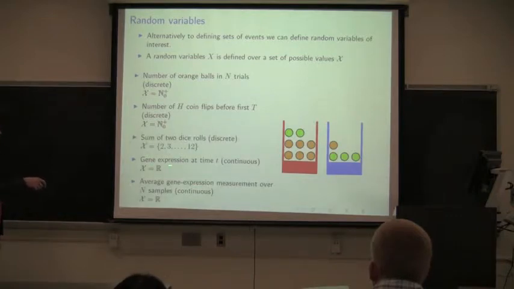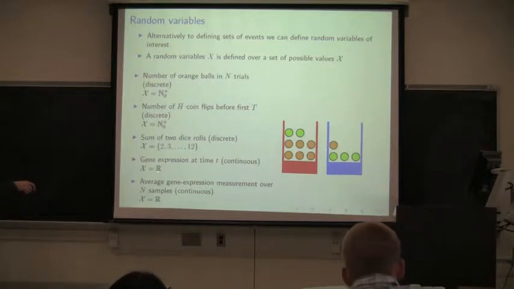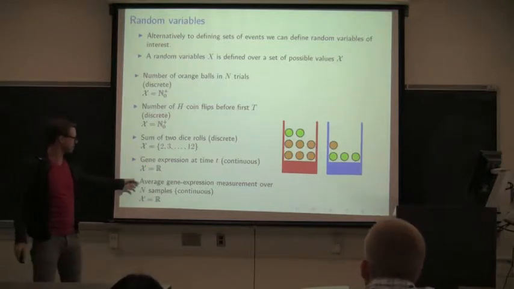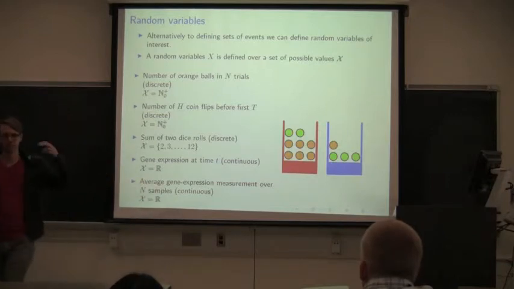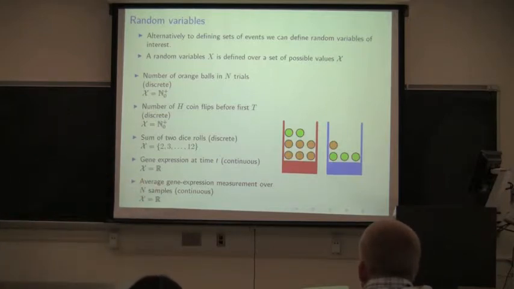The gene expression at time t is an example of an event that takes a real number, and the average gene expression is an example of a combination of those. So we could write down the probability of a single gene expression measurement, but we can also write down the probability of the average. This is taking an experiment that consists of multiple experiments and lumping things together into a single random variable.